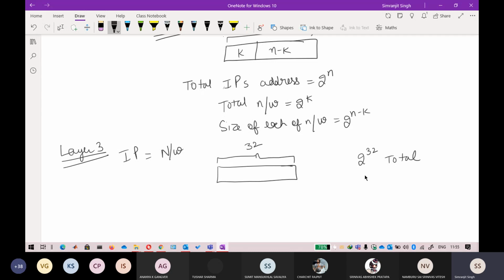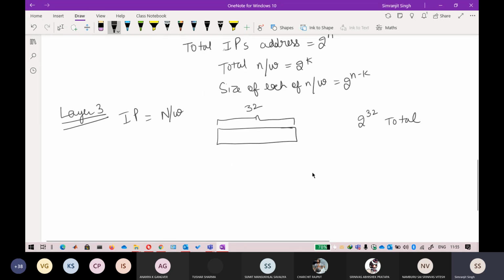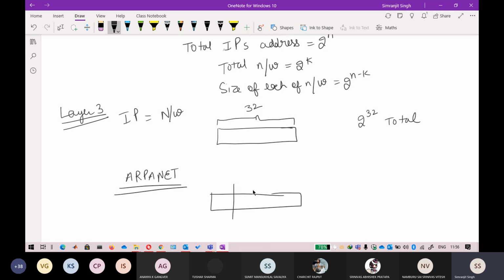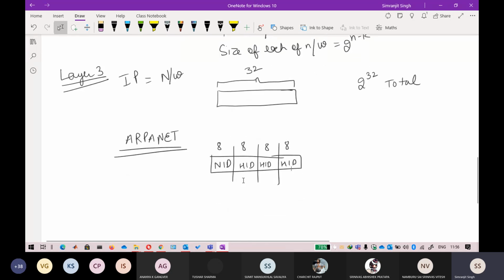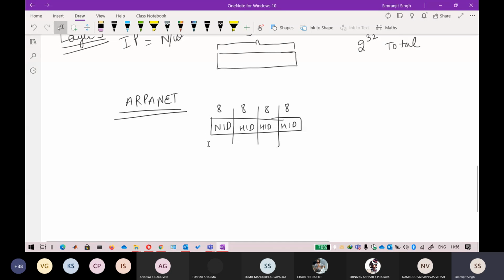When we first made the network, that is referred to as ARPANET, the first working internet connection, we divided the address into 4 parts. Every part is of 8 bits: 8 bits, 8 bits, 8 bits, 8 bits. The first part is referred to as the network ID. The remaining part was referred to as the host ID. Because we were just starting the network, there was no actual classification, so we just divided the first part as network ID and the remaining as host ID.